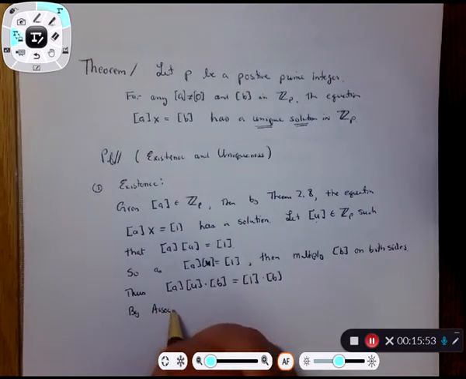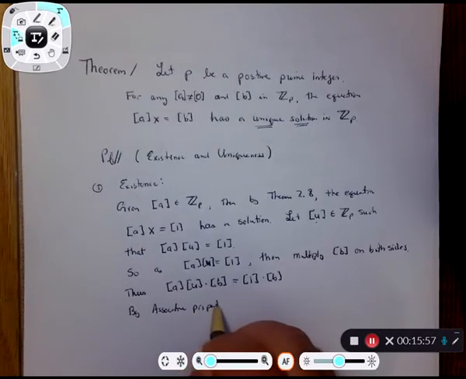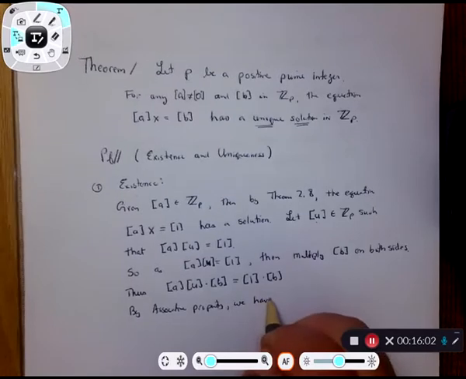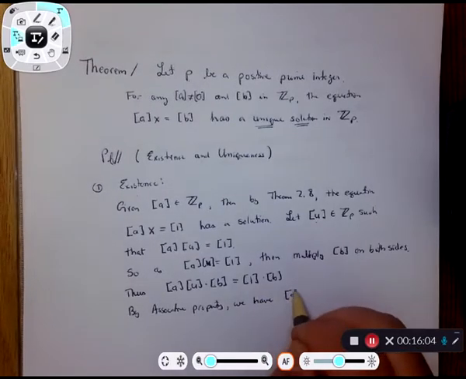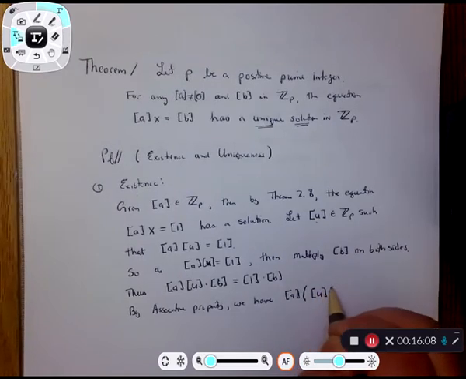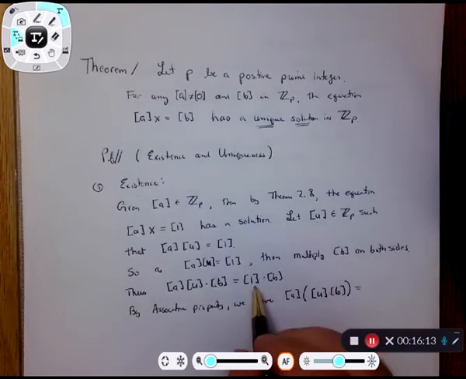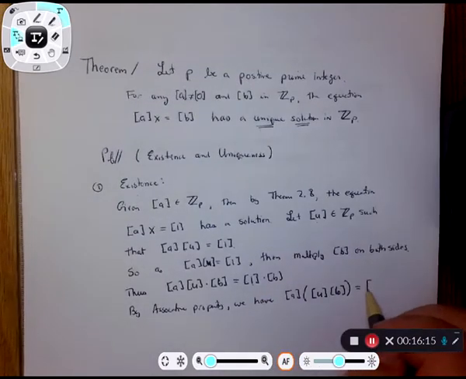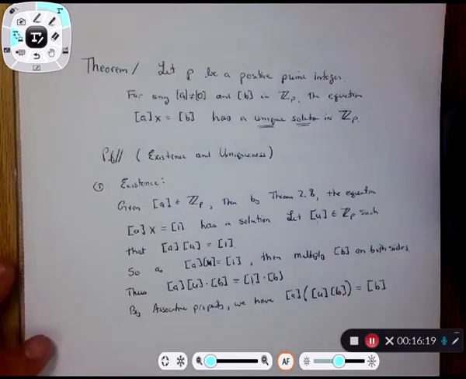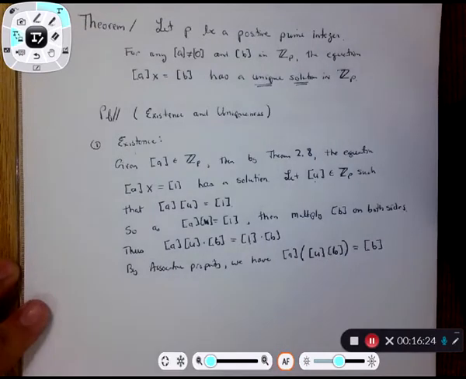By the associative property, I'm just going to throw some parentheses in there. We have equivalence class A times (equivalence class U times equivalence class B) is equal to, and 1 times B is equal to equivalence class B. So all I did was throw some parentheses in there, and that's called the associativity property.